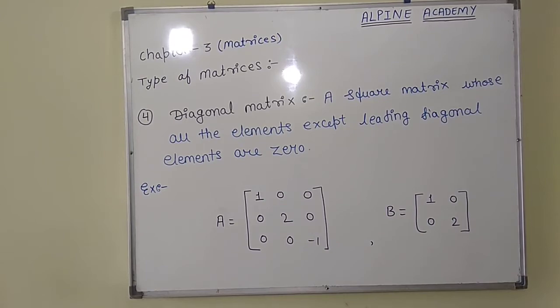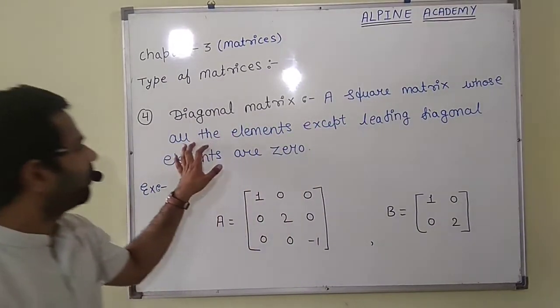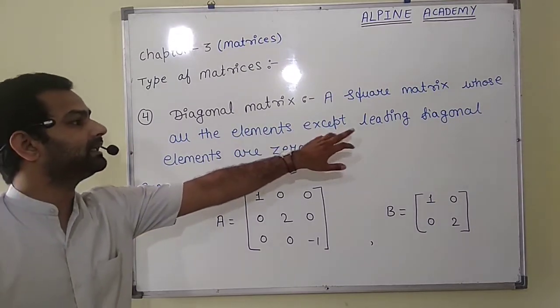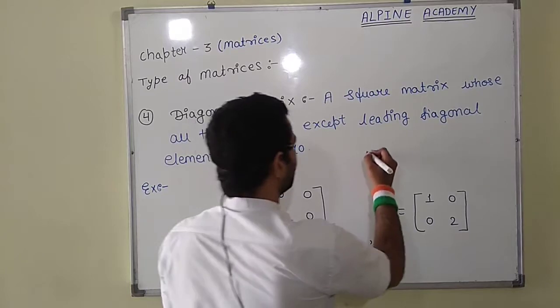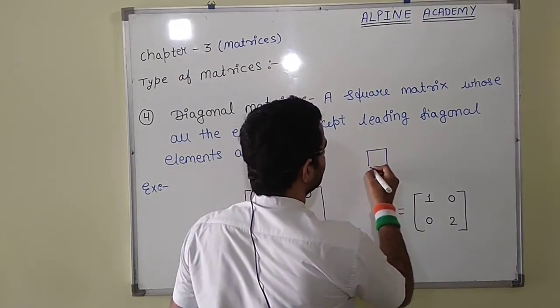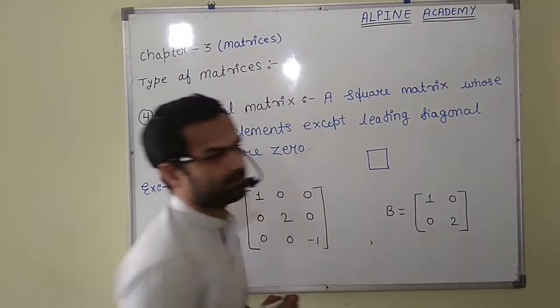diagonal matrix. A diagonal matrix is a square matrix whose elements, except the leading diagonal elements, are all zero. ऐसा मैट्रिक्स, ऐसा स्क्वायर मैट्रिक्स जिसके सारे एलिमेंट जीरो हो, सिर्फ लीडिंग डायगोनल एलिमेंट्स को छोड़ के.